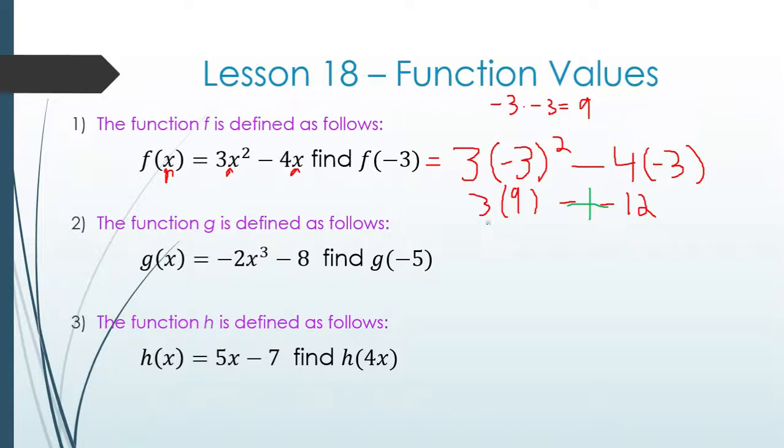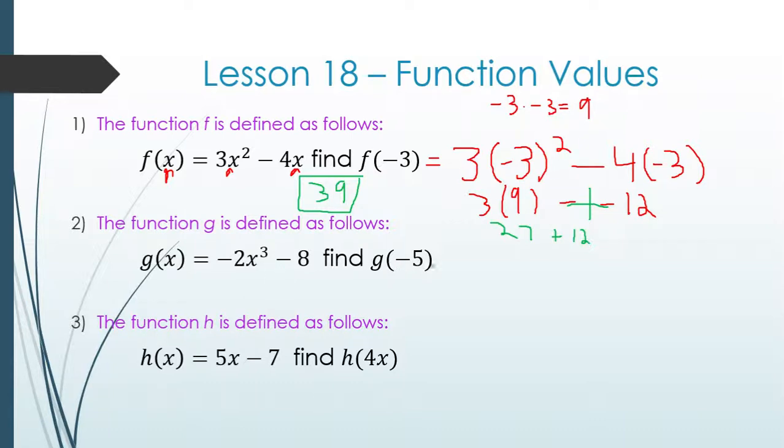It's important that you realize those negatives cancel each other out and you get a plus. So we're going to get 3 times 9 is 27, plus 12. If we add those two, 27 plus 12, 2 plus 7 is 9, 1 plus 2 is 3. So we're going to end up getting 39, and that would be our answer. All we do is plug in the negative 3 into each part where the x is.